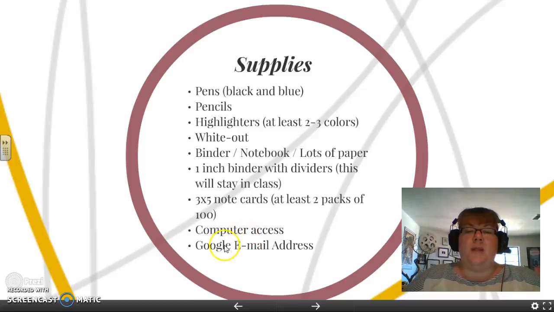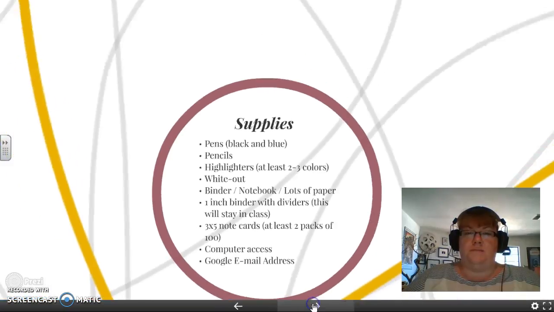The last thing with supplies here, again, is going back to this idea of technology, is having computer access and having a Google email address. So just showing that importance there.